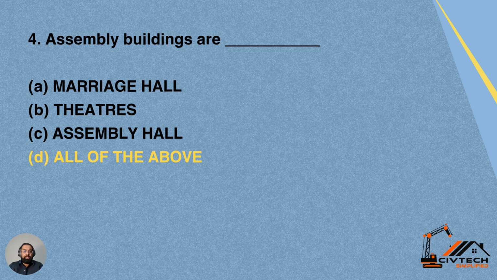Then we have question number four. Assembly buildings are dash. Number A, marriage hall. Number B, theaters. Number C, assembly halls or libraries. Number D, all of the above. Assembly buildings means where the community can gather together for their functions, for their gatherings. So such types of buildings are called assembly buildings. So yes, marriage halls come under that category. Theaters come under that category. Then cinema halls, assembly halls, and even libraries can come under this category. So option D is correct for this question.